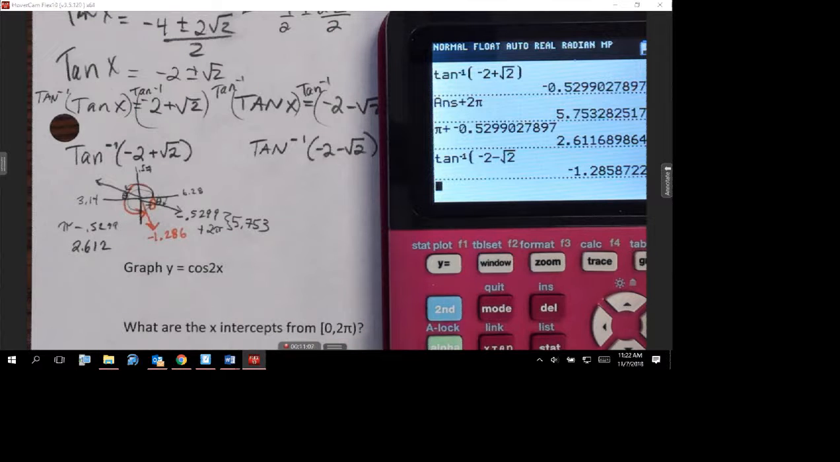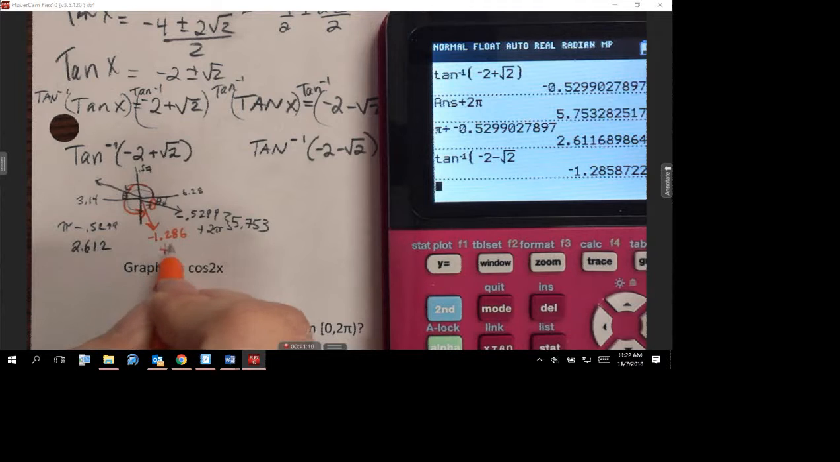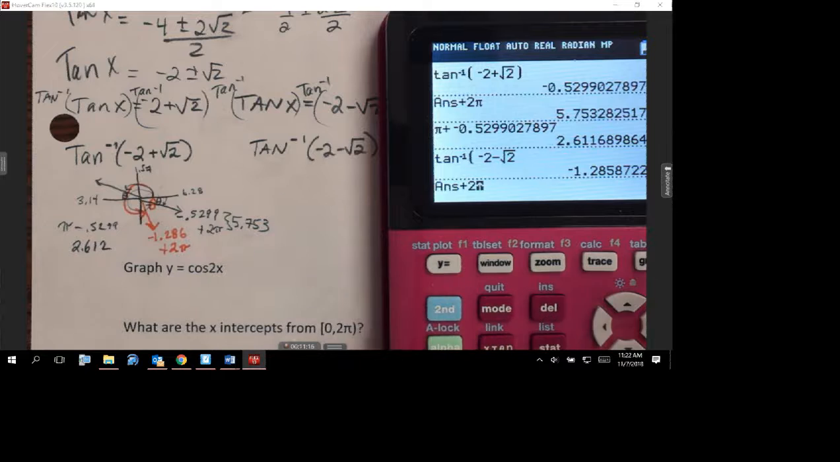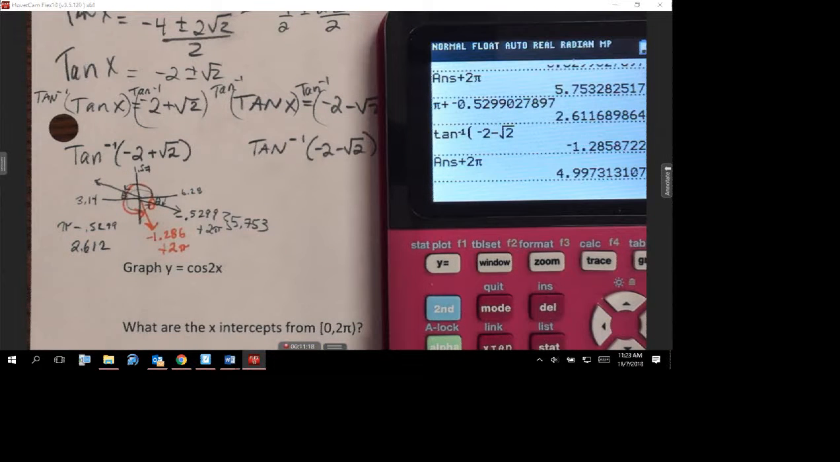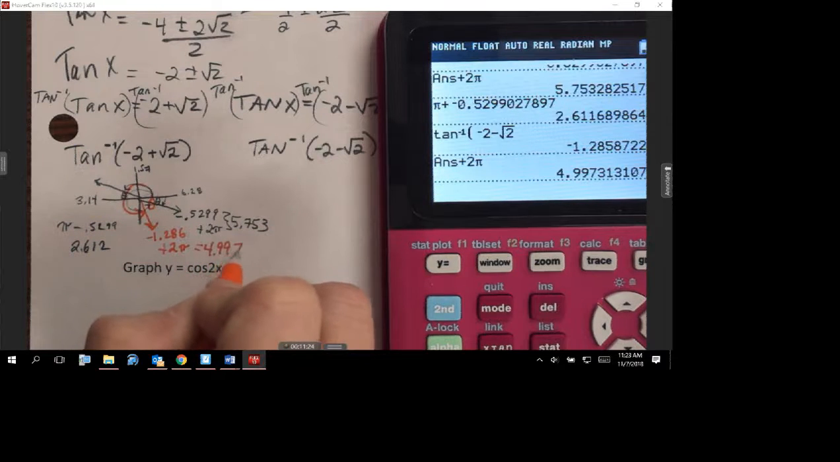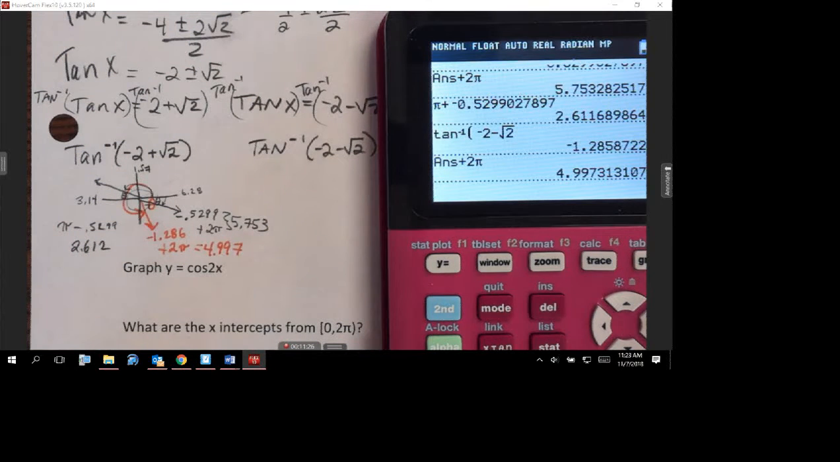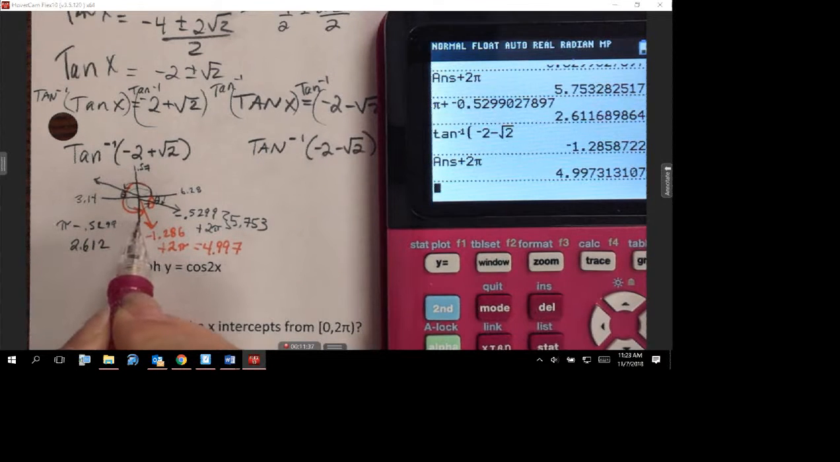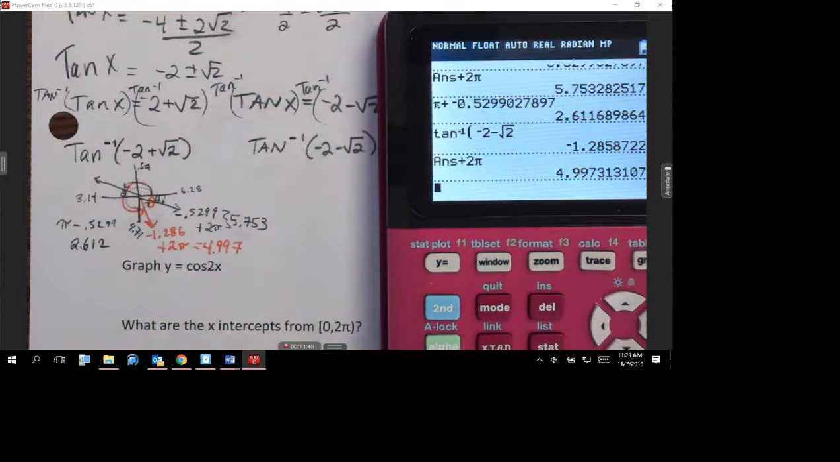What are we going to do? Add 2 pi. So just on my calculator, plus 2 pi. 4.997. Does that make sense for quadrant 4? Do you know what this number is down here at the bottom? Do you guys know what this number is as a decimal? It's 4.71, so 4.997 works.